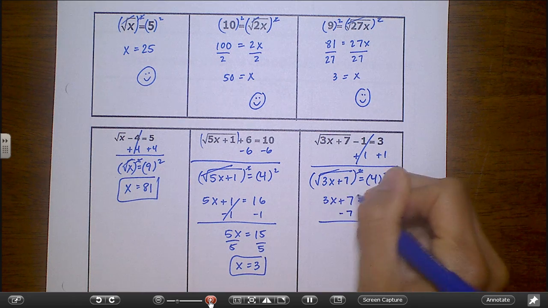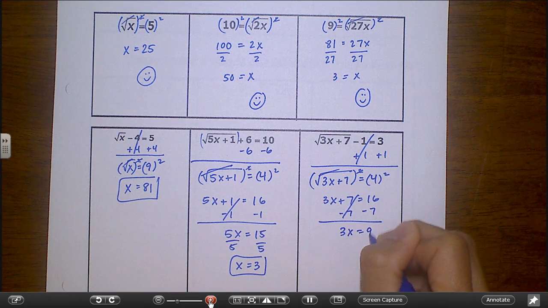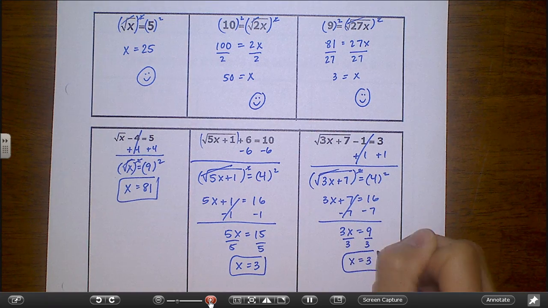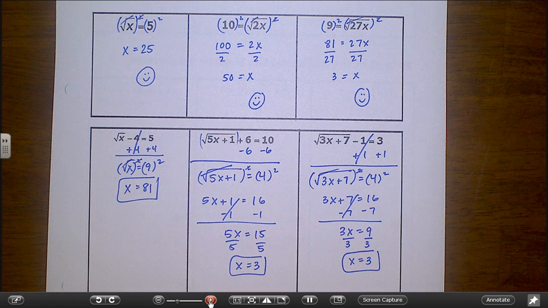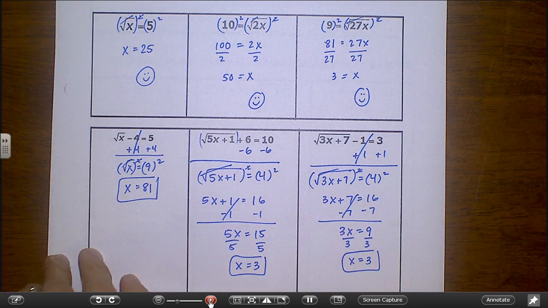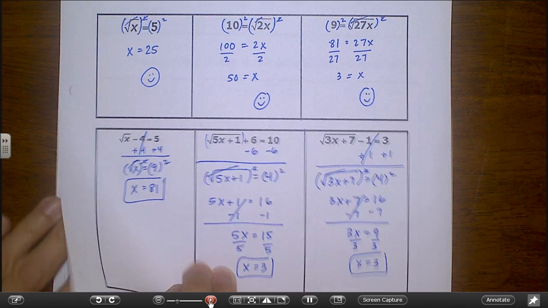Now I'm going to subtract 7 from both sides. I get 3x equals 9. Divide by 3, and x equals 3. So as you can see, this is super, super similar to solving regular equations. You just will have to end up squaring them, okay?